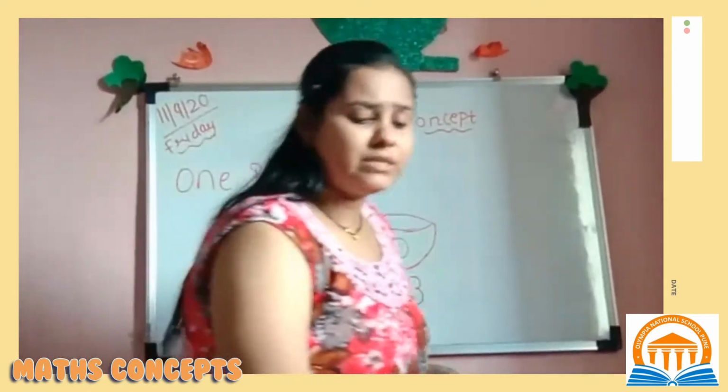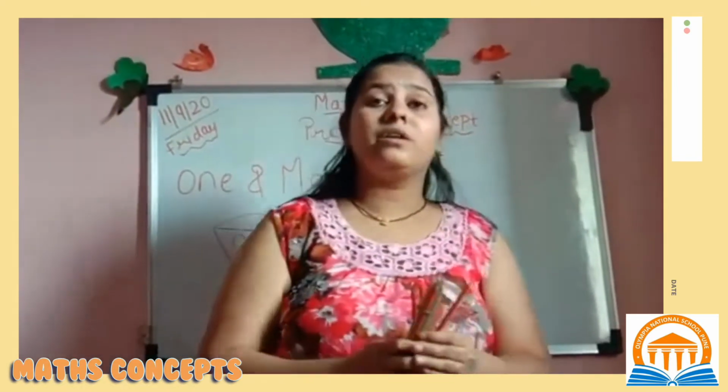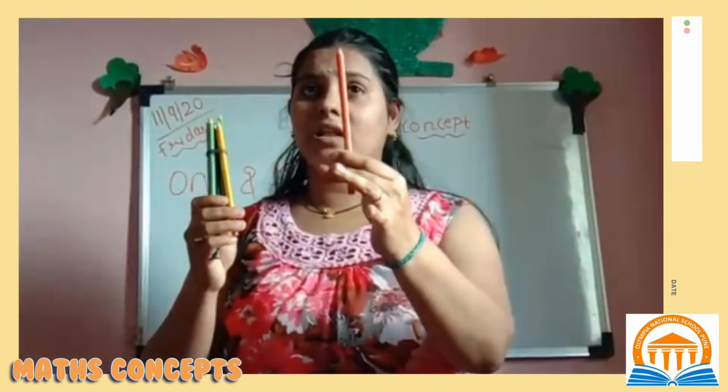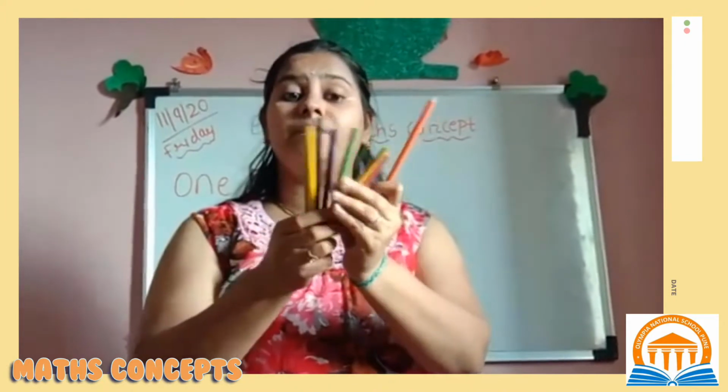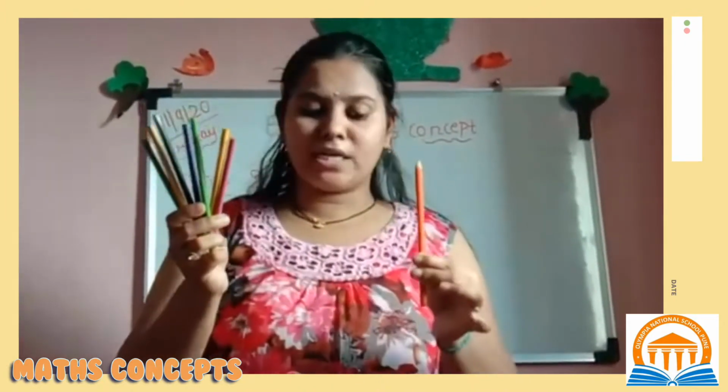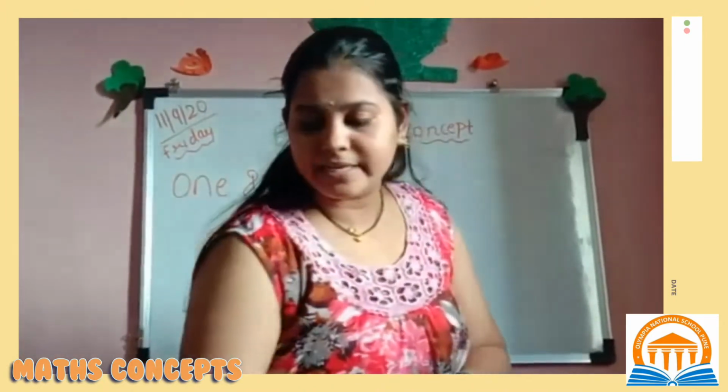Now here you can see another example. Here you can see one pencil and many pencils. Can you see? Many color pencils are there, right? And here is only one color pencil. Now let us take another example.